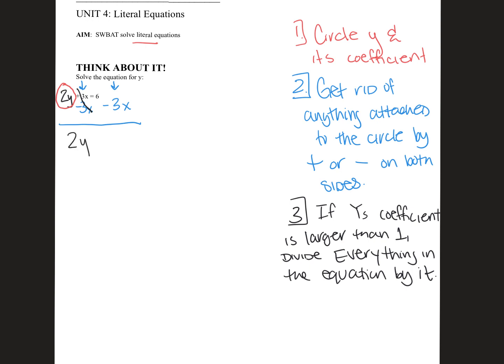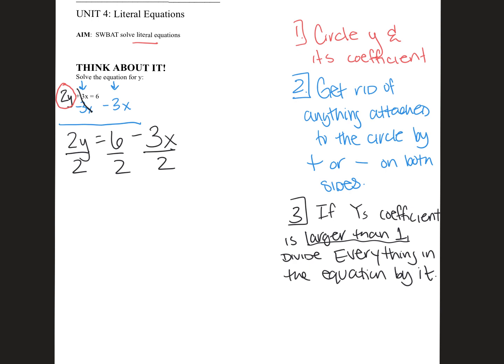So I have 2y equals, bring down the 6, bring down the minus 3x. Okay? My coefficient for y is 2. That is larger than 1. So I've got to divide every single thing in this equation by 2. So this is going to get divided by 2. This is going to get divided by 2. And this is going to get divided by 2.